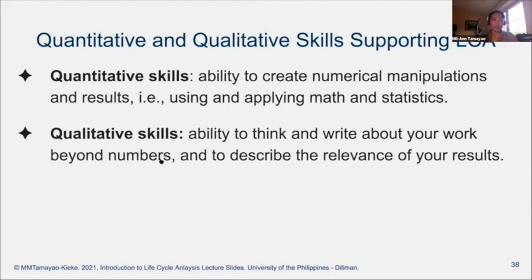Quantitative skills are the ability to create numerical manipulations and results. So that is using and applying math and statistics, and you guys are very good at that. Qualitative skills are the ability to think and write about your work beyond numbers and to describe the relevance of your results. And as you will see later on, when you write about your output, I would like to see 3 things, as I will discuss later on. 3 things.